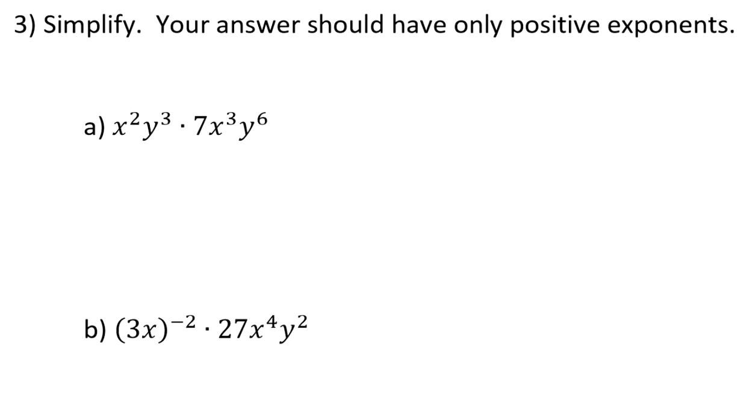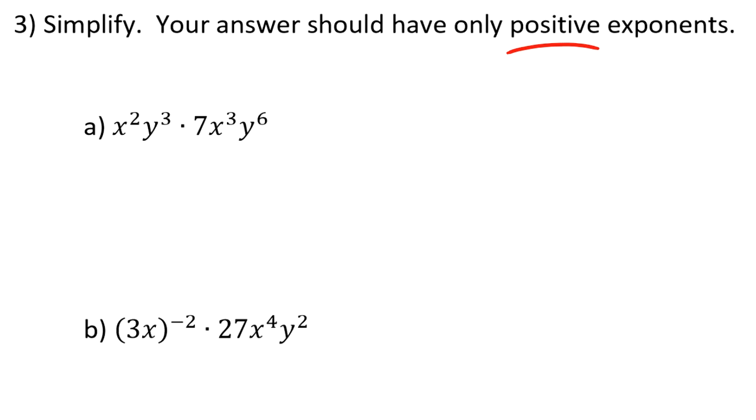Simplify the following expressions. Your answer should only have positive exponents. But that's okay, we're pretty good at dealing with negative exponents at this point. So in the first one, A, I've got x squared times y cubed times 7 times x cubed times y to the 6th.